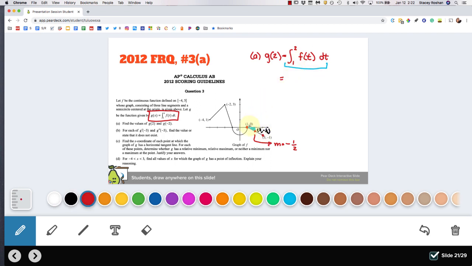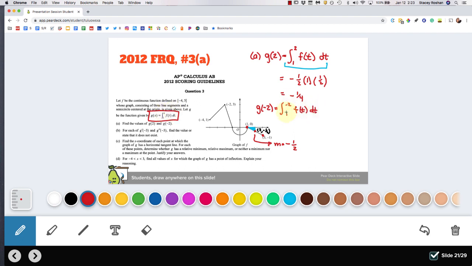So the area of that triangle, I'm going to do negative because it's below the x-axis, negative 1/2 base, which is 1, times height, which is 1/2. And so our answer is negative 1/4. Now, they also asked us g of negative 2. And that's going to be the integral from 1 to negative 2 of f of t dt.